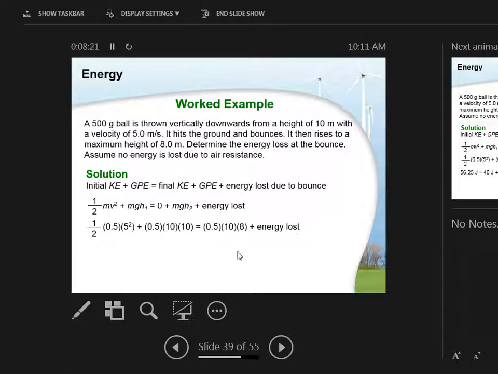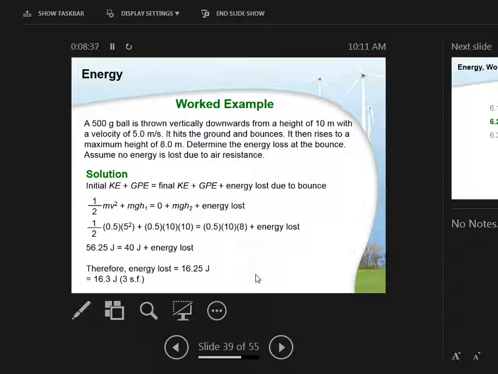Substitute in everything, you realize that you have numbers, all of them, and you have one unknown, and we can calculate it to be 16.25 joules. Can follow the logic here? Anybody lost about the logic? Okay, convert it to 3SF. Okay, in physics.